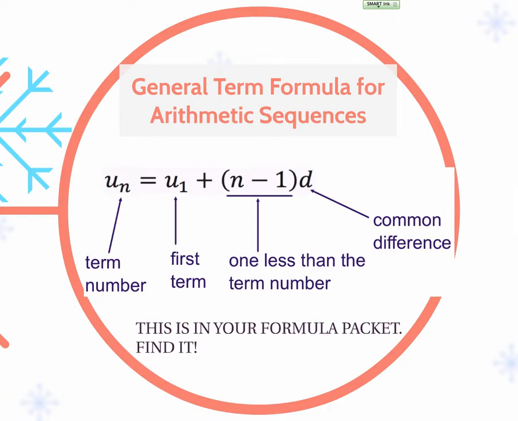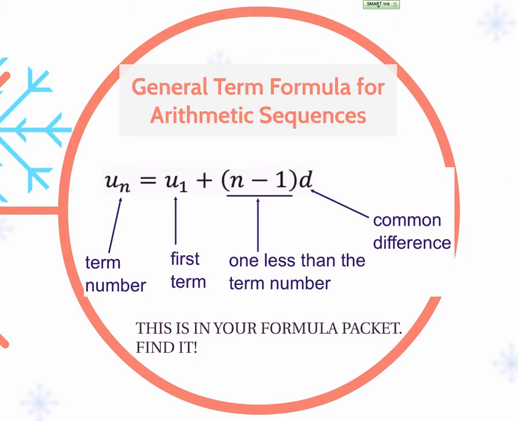You'll notice I did say that this is in your formula packet. You should take a look and find it. It's under topic 1, algebra. And so this is the formula: U sub n equals U sub 1 plus the quantity of n minus 1 times the common difference.